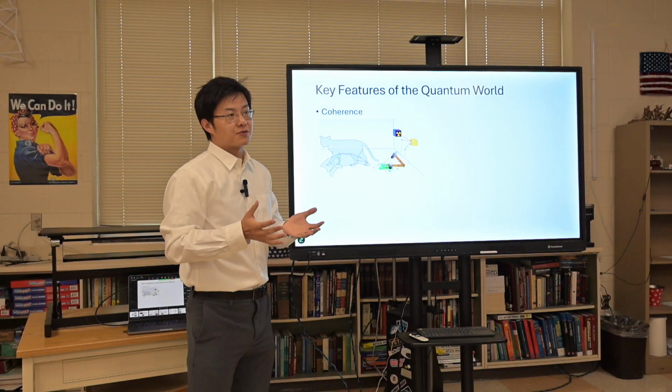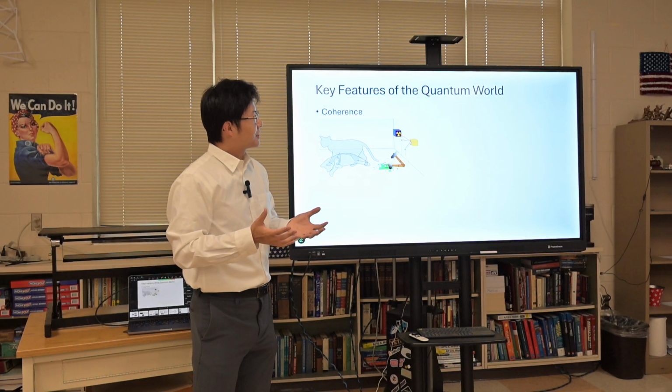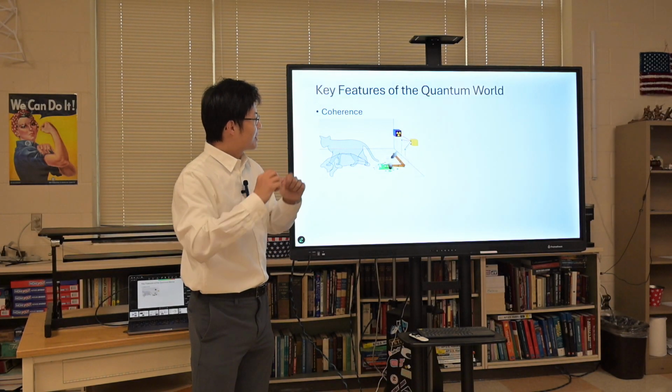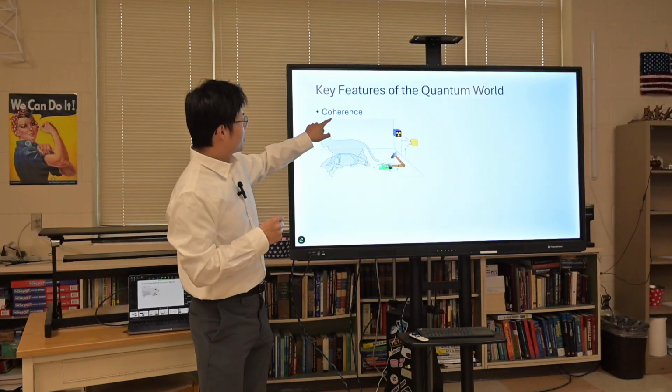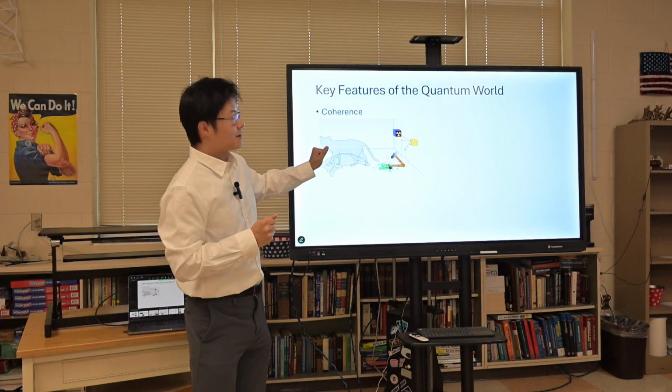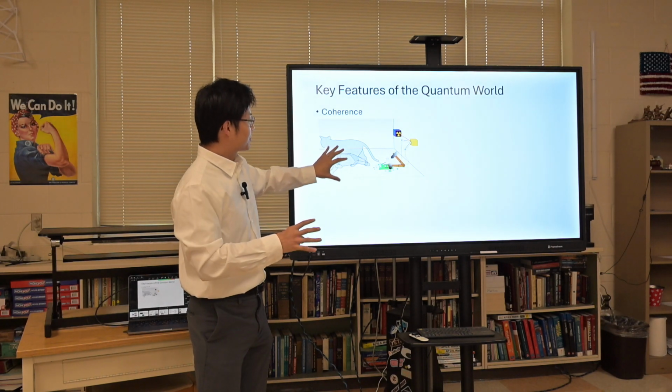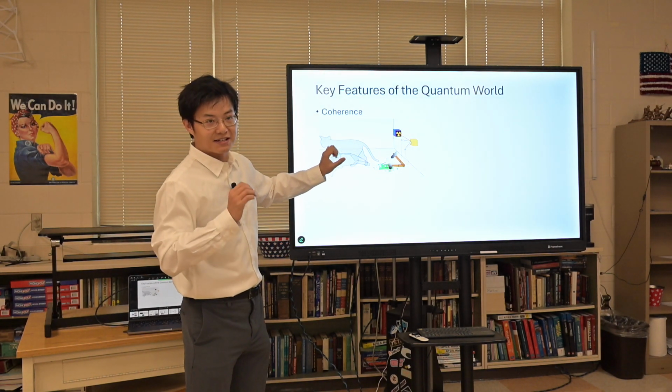So the key features of why quantum is unique, and why a quantum computer is powerful, are really some special characteristics of this data. One of them is coherence. So what does that mean? If you think about a microscopic object, right? This is like Schrodinger's cat example.